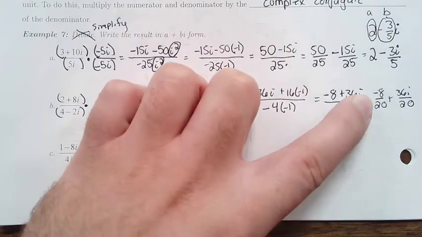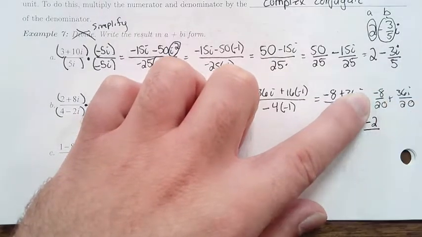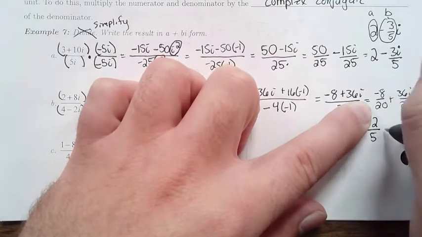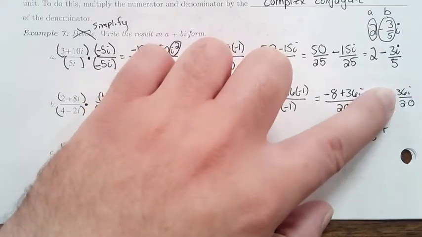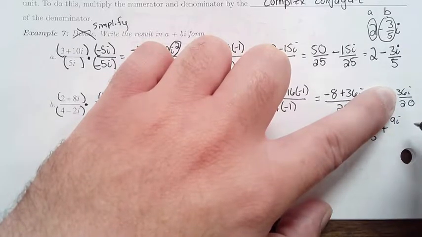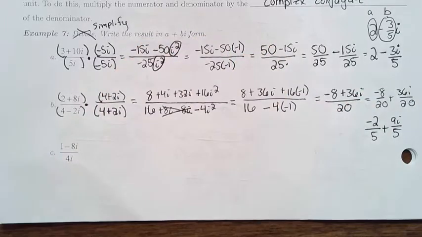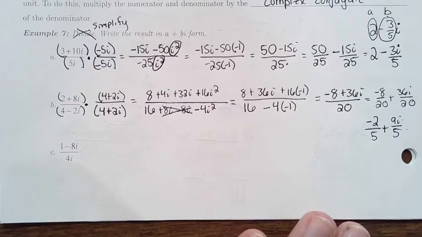So in the first one here, 4 goes into both of those. It goes into 8 2 times, so that's a negative 2. Goes into 20 5 times. Plus, 4 goes into 36 9 times, so I'll put 9i there. And then 4 goes into 20 5 times again. Okay, so we have negative 2 over 5 plus 9 over 5i. And again, you can either put the i up top or put it after.